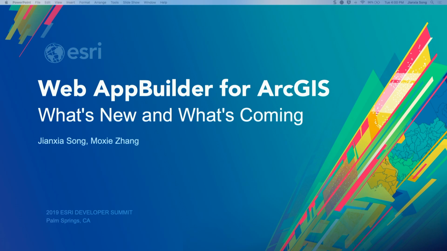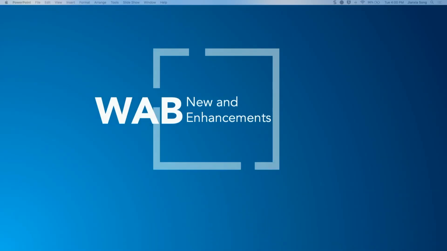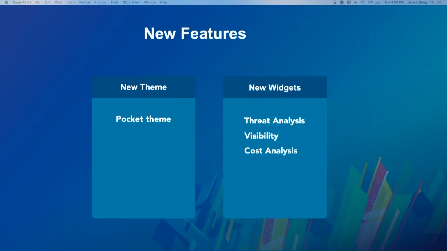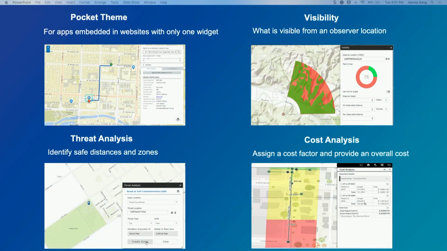What's new and what's coming? So we talk about Web AppBuilder new features and enhancements quickly. Since last year, we have a new theme called Pocket theme and new widgets: threat analysis, visibility, and cost analysis. Pocket theme is designed for an embedded app in a website with only one widget for simplicity.